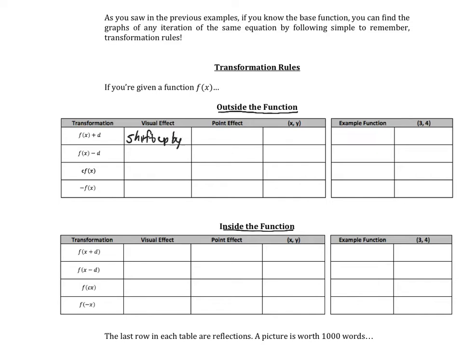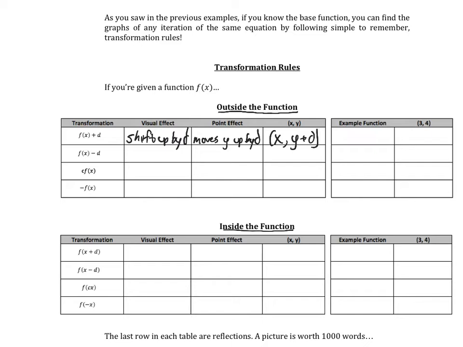up by d. Whatever d is, it's going to shift up by d. What does that mean for the points x and y? It just means it moves y up by d. So if you have this point x, y, your new point after it's been shifted is going to be x doesn't change, comma y plus d. Whatever d is, we're just going to add to it.